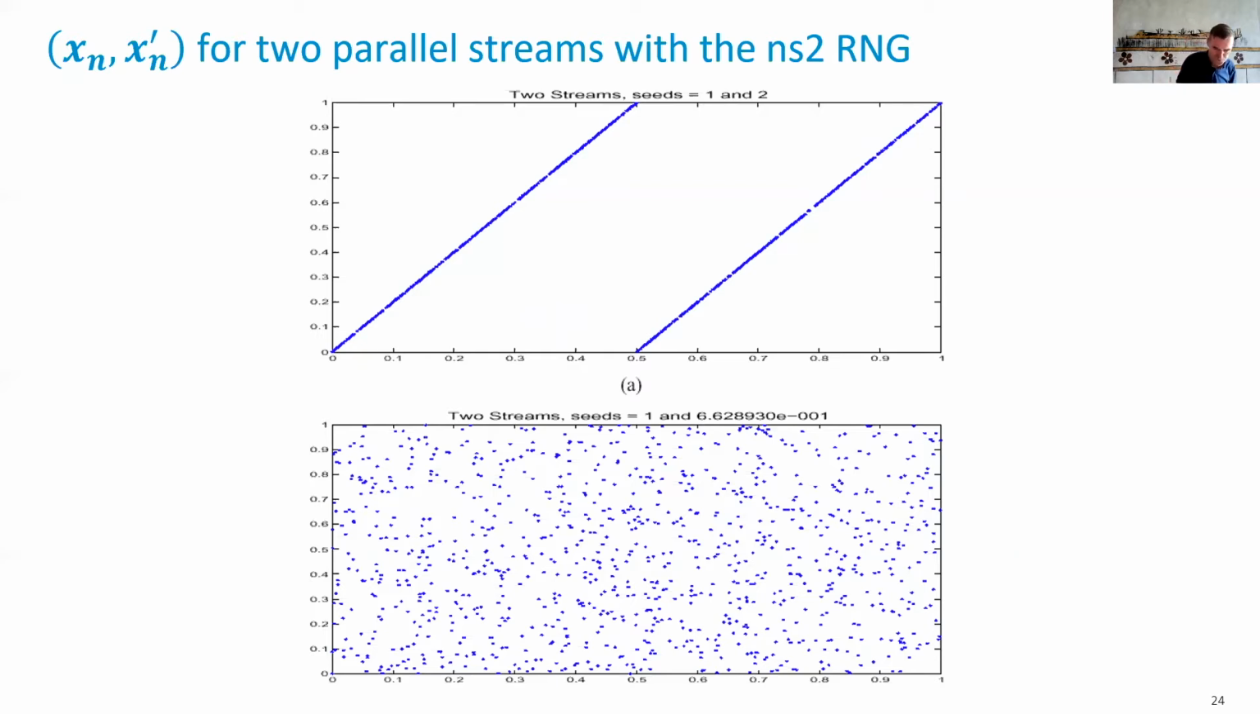Here I'm showing what happens when I start two streams of the random number generator, the NS2 random number generator, with two seeds. When you write your program, you will have to give the value of the seed. If you don't give the value, the default environment will choose it for you. For example, if you start your MATLAB process from scratch and you do it 2 times, restarting for the second time, then the second execution with the same seed will produce exactly the same thing.